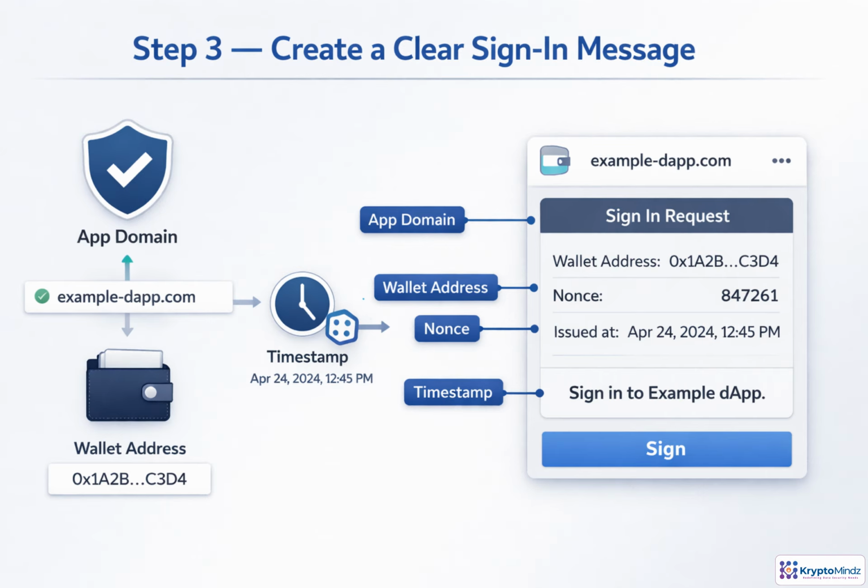The sign-in message should be understandable, not just cryptographic noise. Include the application domain so the user recognizes who is asking. Include the wallet address so the approval is tied to the right account. Add the nonce and issued-at time so the signature cannot be reused later. Finally, state the purpose in plain language, such as "Sign in to Example dApp." Vague or alarming messages train users to click blindly.